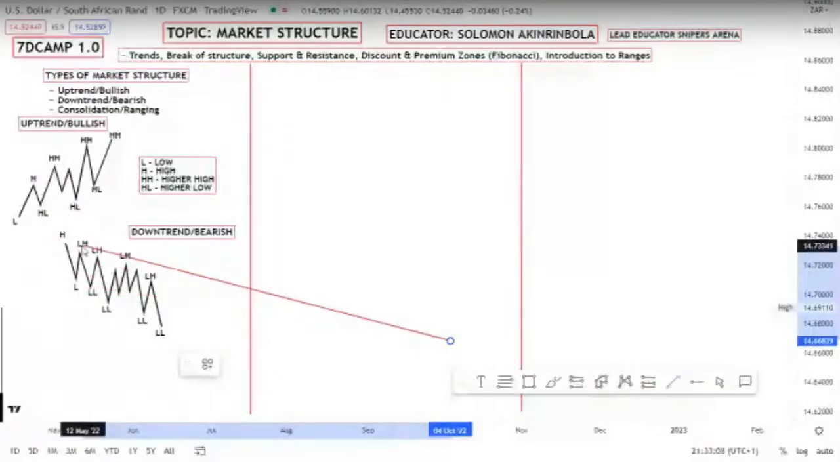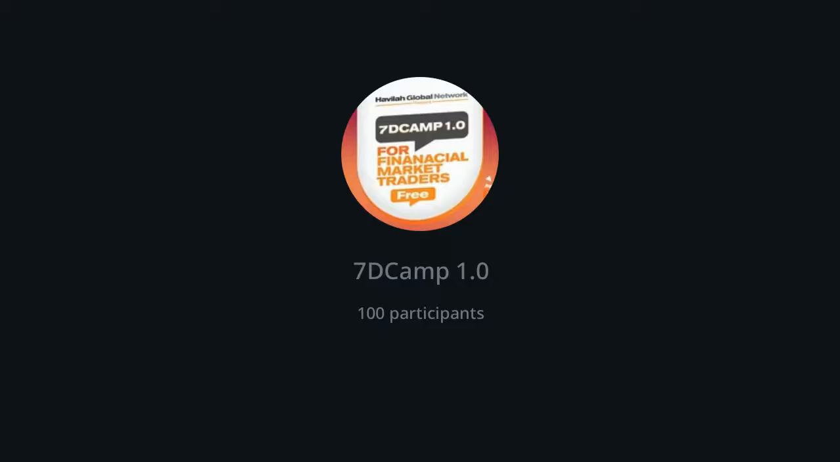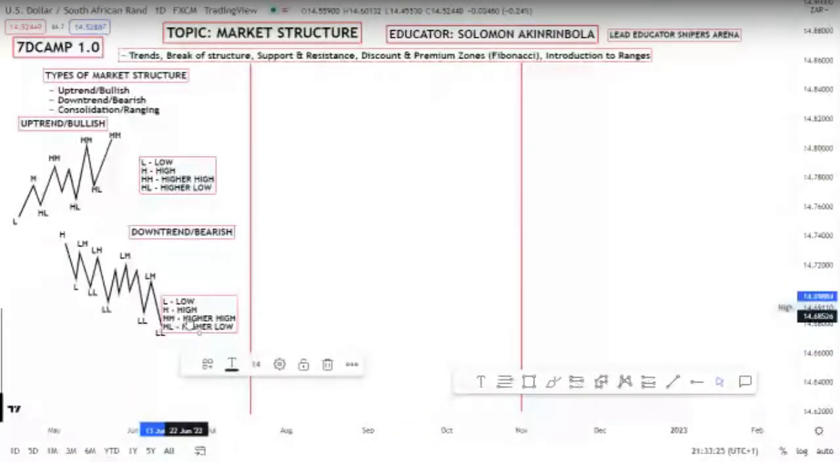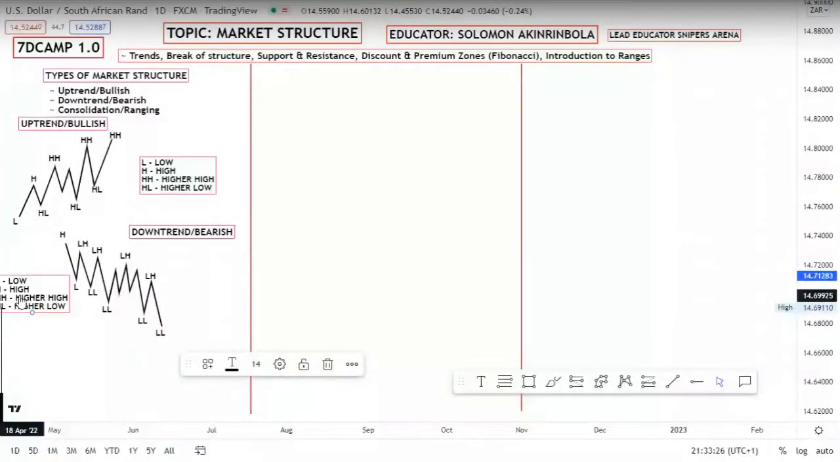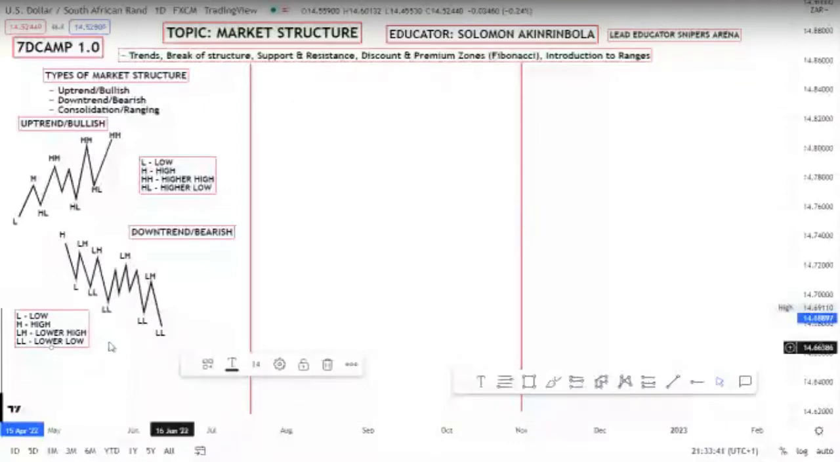But now, this price closes below this high. It's called a lower high. Okay, let me give you the terminologies. So this is a lower high. All right, lower low, good.